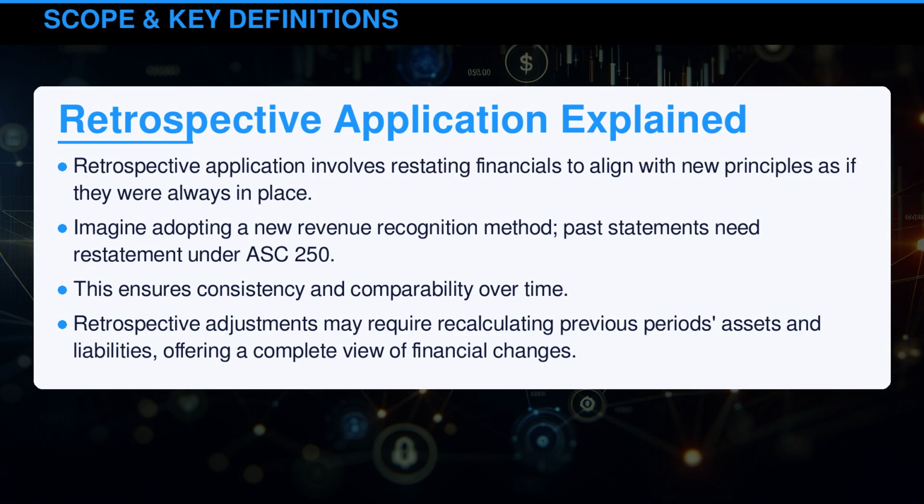Retrospective application involves restating financials to align with new principles as if they were always in place. Imagine adopting a new revenue recognition method. Past statements need restatement under ASC 250. This ensures consistency and comparability over time. Retrospective adjustments may require recalculating previous periods' assets and liabilities, offering a complete view of financial changes.